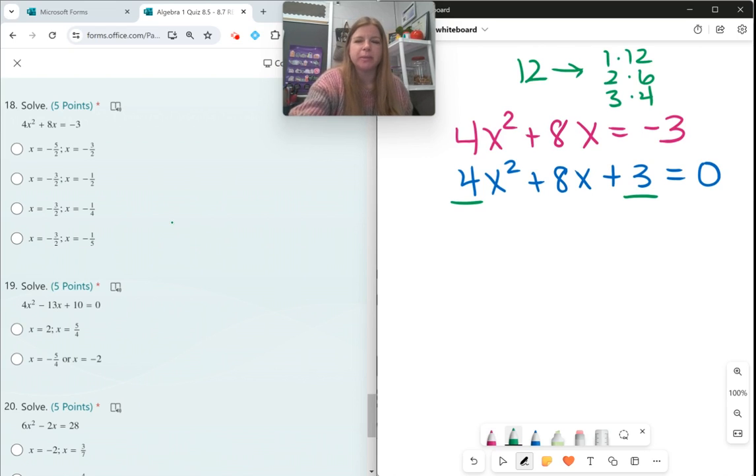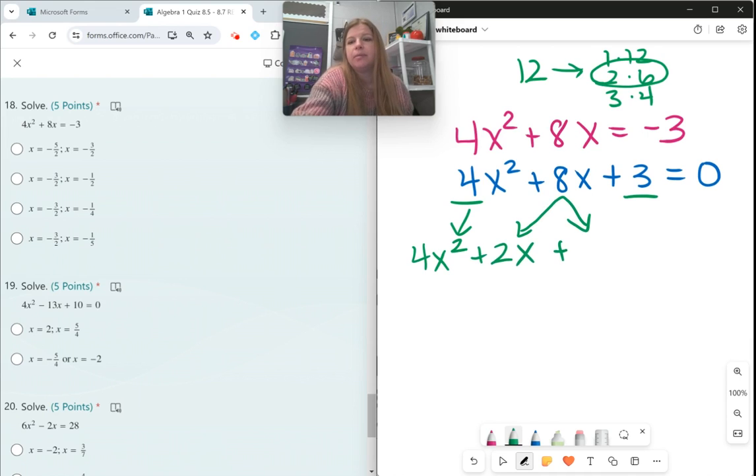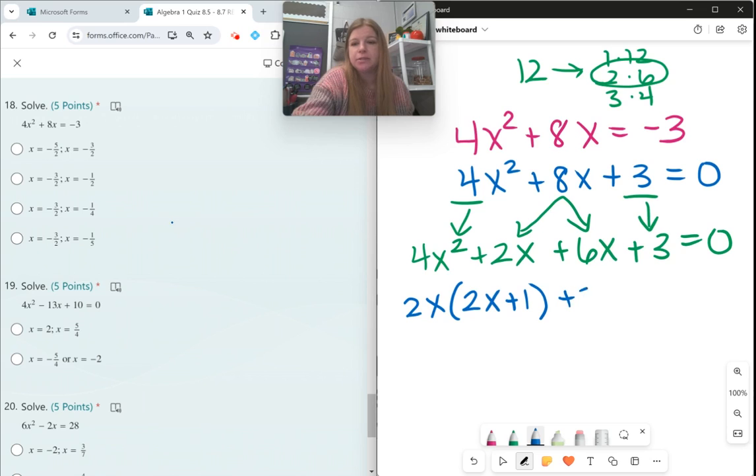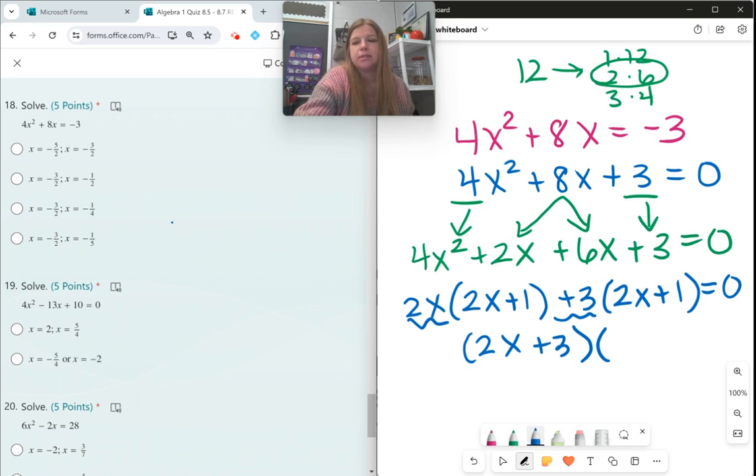Which one of those factor pairs am I going to get an 8 out of? 2 and 6, both positive. We bring down the first term, 4x squared. We break apart 8x using the 2 and 6, so plus 2x plus 6x. We bring down the plus 3. I do my factor by grouping. The GCF of the first two terms. GCF from the second two terms. I know I'm doing it right because I see the twins. First part of my factored answer is 2x plus 3 times one of the twins.